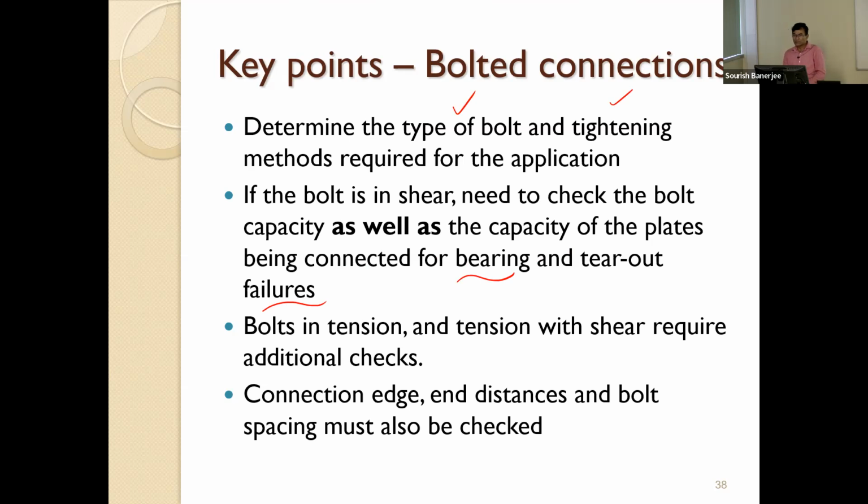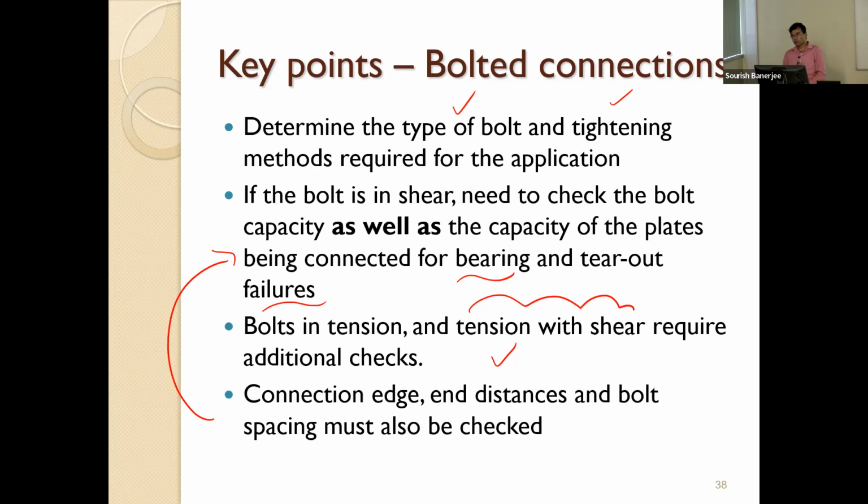So it is not only that you are checking the bolt for shear failure, but you are also checking that bolts in tension and tension with shear require additional checks, because we know that if you have the combined case, then you need an interaction diagram for tension with shear. Edge and end distances and bolt spacing must also be checked because they govern these failures like bearing and tear out type failure. Okay, that is very important that we look into all these aspects.